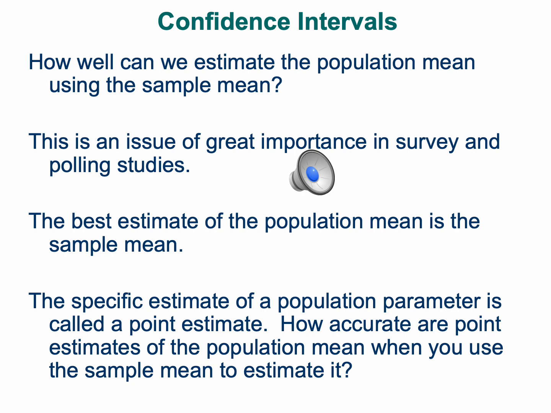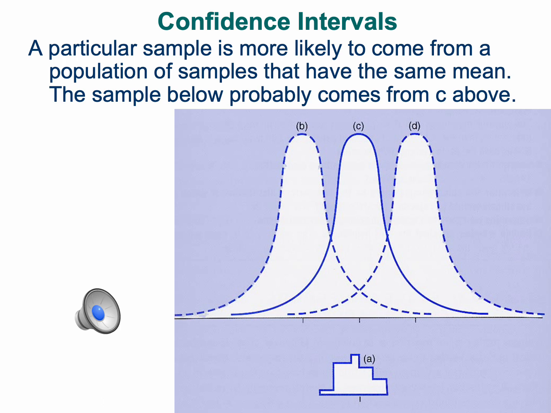And we want to know how accurate are point estimates of the population mean when you use sample means to estimate it. And this falls under the confidence we have in estimating the population mean from the sample mean. And so we specify a confidence interval, which I'll talk about on the next slide. Okay, here's a graphic that's illustrating a basic aspect of confidence interval. It's sort of the first step in trying to understand what these are.